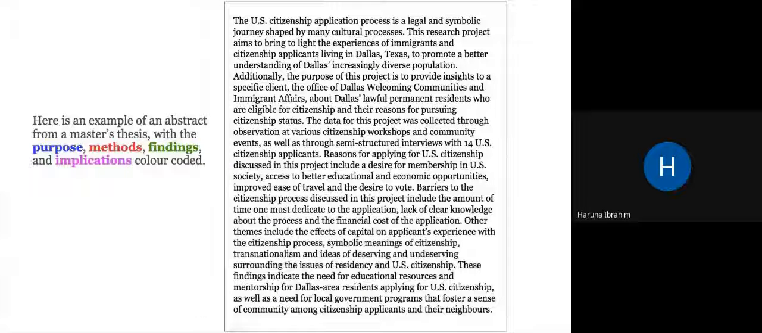The findings. That is the last 5 sentences. These findings indicate the need for educational resources and mentorship for Dallas area residents applying for U.S. citizenship, as well as a need for local government programs that foster a sense of community among citizenship applicants and their neighbors. All right. Let's see whether you got it right in the next slide.